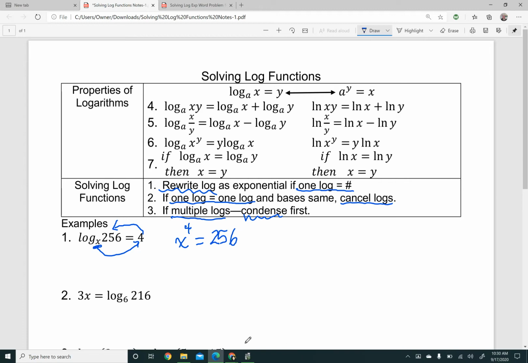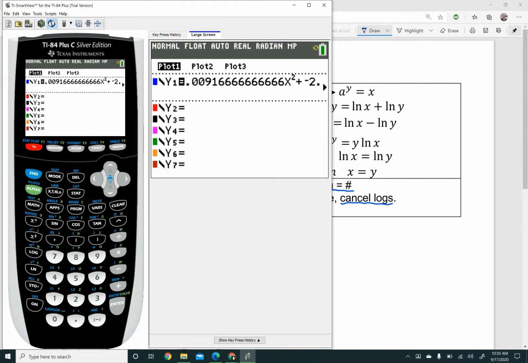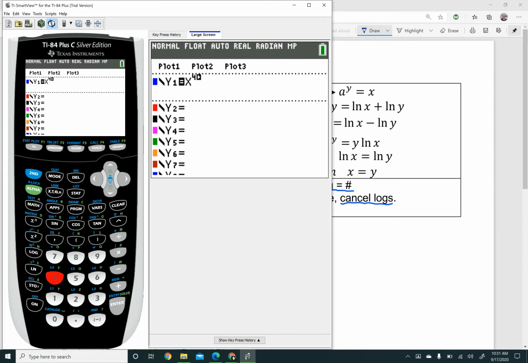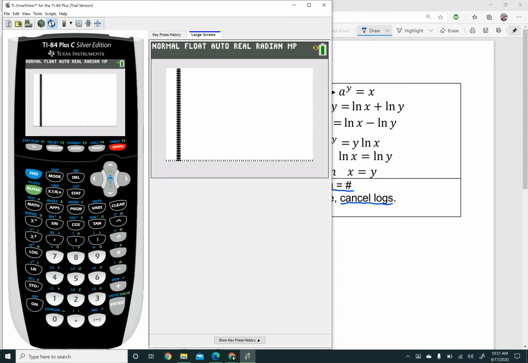So then we just go to our trusty calculator. We go to y equals, and I'm going to clear this all out. Make sure your plots are off if you're in your calculators. And we do the left-hand side equal to y1. So x to the fourth, and y2 equals 256. And then we graph it.